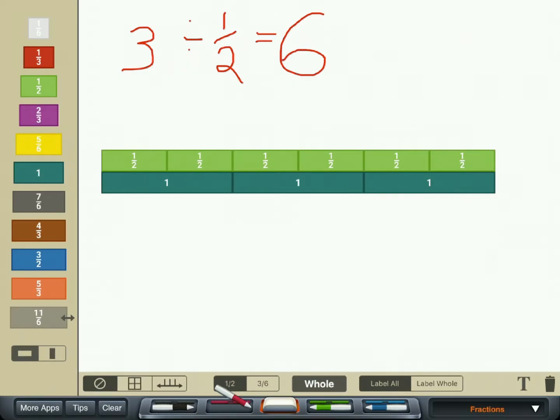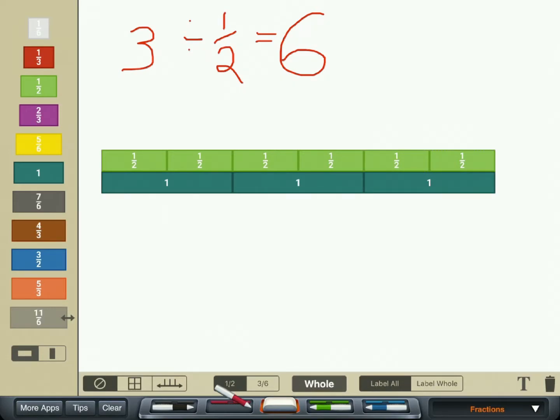Now, dividing by a unit fraction like this is a key towards understanding the invert and multiply procedure. So we need to generalize something here. Because obviously 3 times 2 equals 6. We know this. 3 divided by 1/2 also equals 6. And we can see that right there in front of us. And so we need to have this conversation with the students as to why does this work?